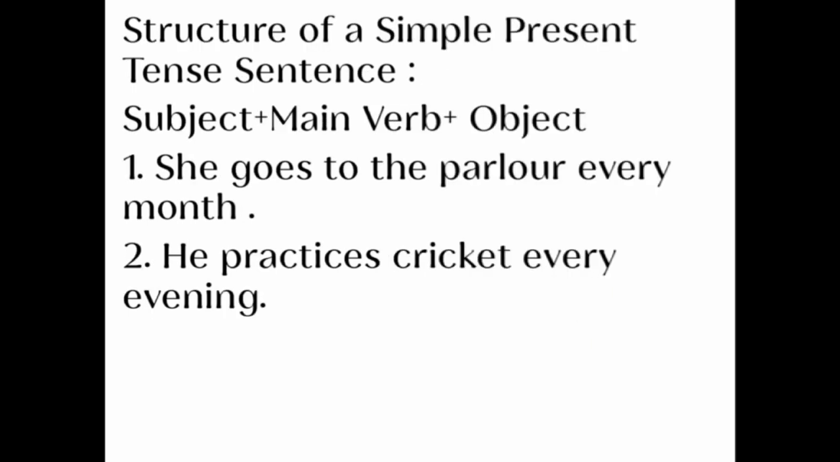Structure of a simple present tense. It includes subject plus main verb plus object. First example is she goes to the parlor every day. And second example is he practices cricket every evening. So there is subject, main verb and the object here.